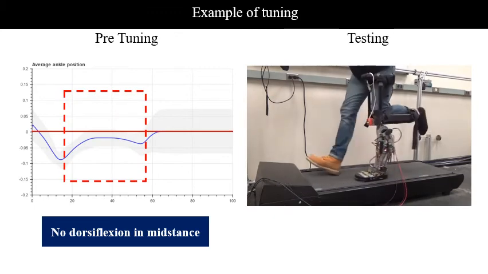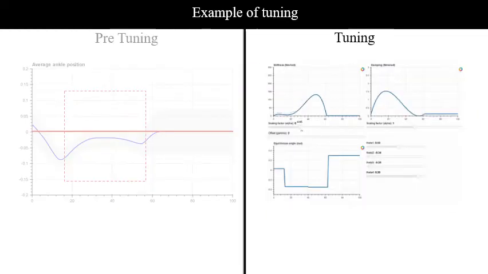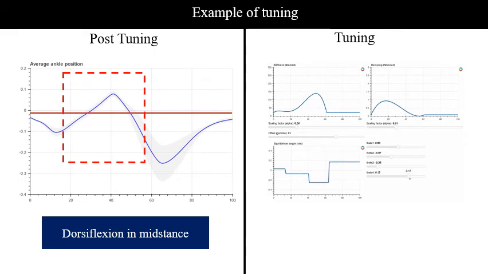But you have to tune it a little bit. So notice here we do not have any mid-stance dorsiflexion in the ankle. By scaling the stiffness and damping functions and tweaking some of the equilibrium angles, we can get the desired ankle dorsiflexion during mid-stance.